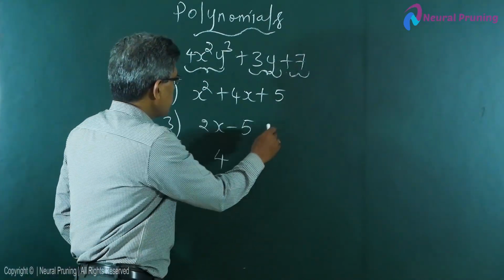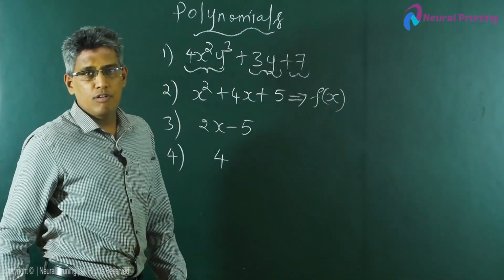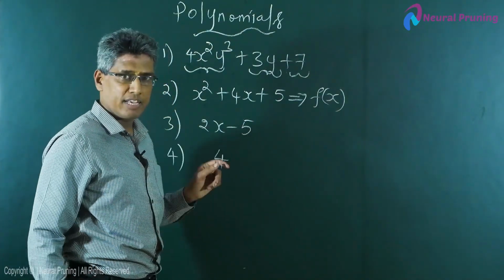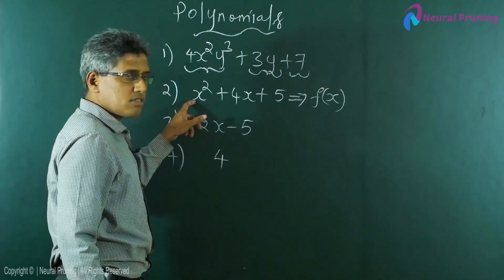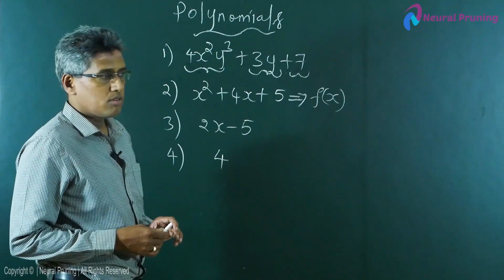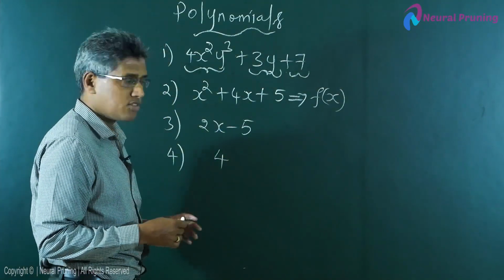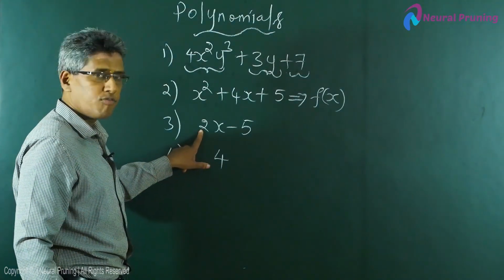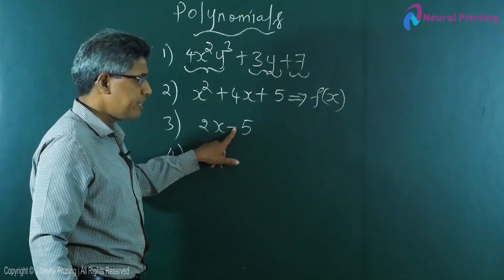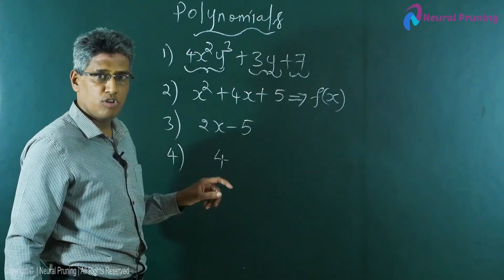Of course you can also represent this as, for example, a function in x, function involving x, so f of x. So this is a polynomial. And 2x minus 5. So here 2x minus 5 also satisfies the necessary conditions, a combination of a coefficient and a variable and a constant term, separated by plus or minus signs. So this also is a polynomial.